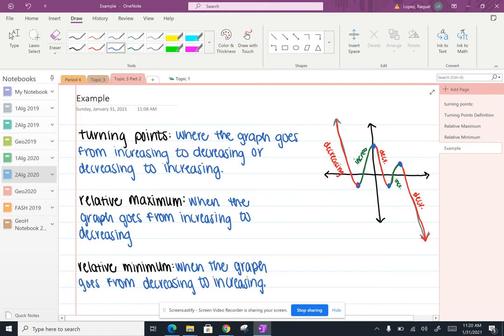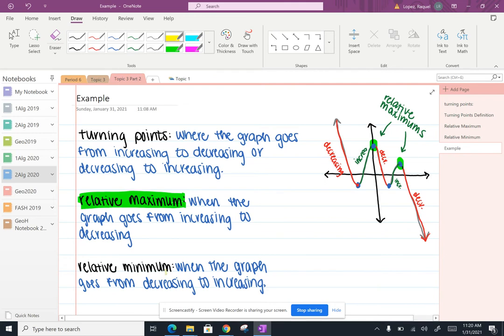Okay. And so the points on the graph that go from increasing to decreasing are going to be relative maximums. So the points that I'm about to highlight in green are relative maximums because these points are in between where the graph goes from increasing to decreasing. So these are relative maximums.